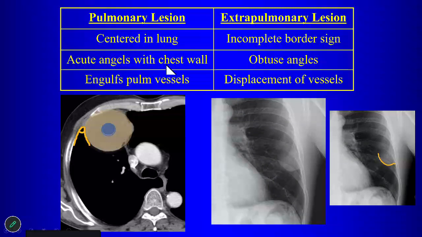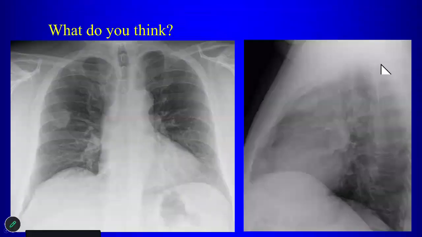What are things that we look for to differentiate pulmonary lesions from extrapulmonary lesions? Pulmonary lesions are centered in the lung, have acute angles with the chest wall, and engulf pulmonary vessels. We don't see vessels here. For extrapulmonary lesions, on the chest radiograph, you can see what's called the incomplete border or disappearing border sign. Where the mass is in contact with the chest wall, the borders disappear. Medially, where it's in contact with the lung, the borders are well defined. Also obtuse angles and displacement of vessels. So these are ways to differentiate pulmonary from extrapulmonary lesions.